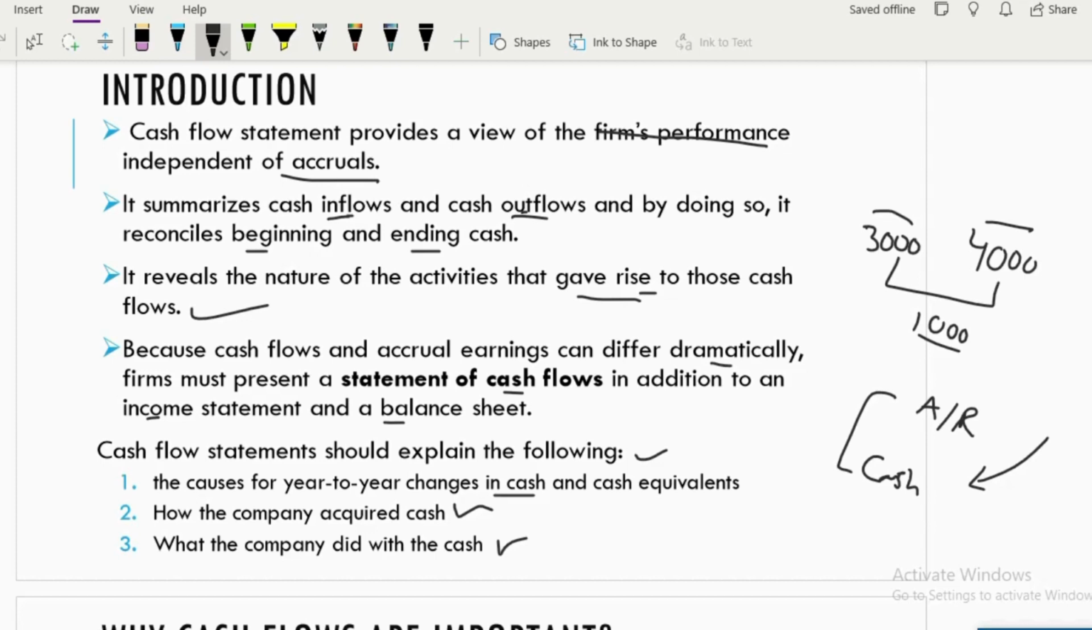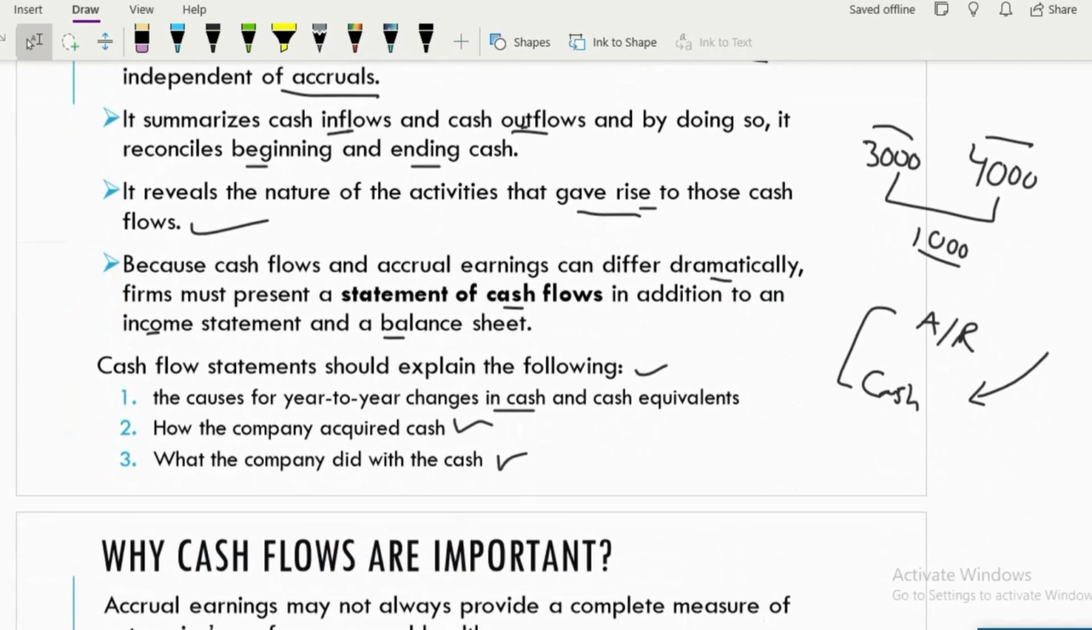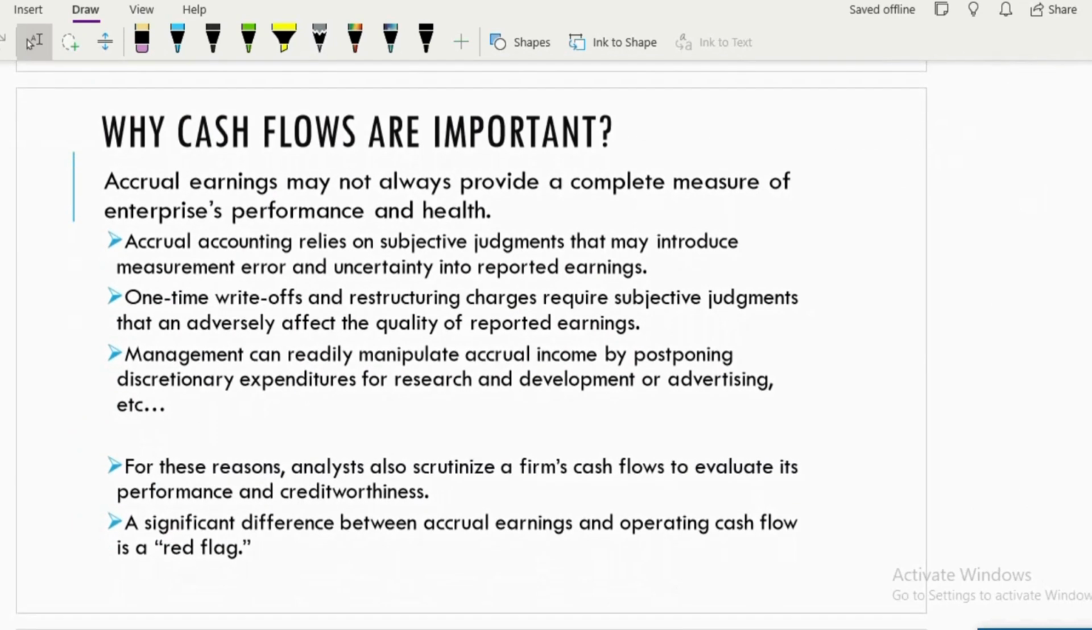Moving on towards why the cash flow statement is important for companies. Let me just move to the next page. Okay, so why are cash flow statements important for companies?